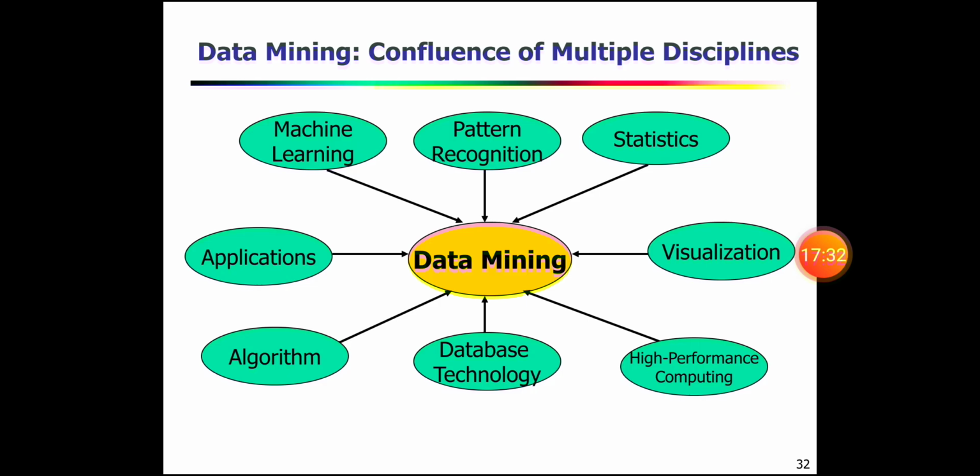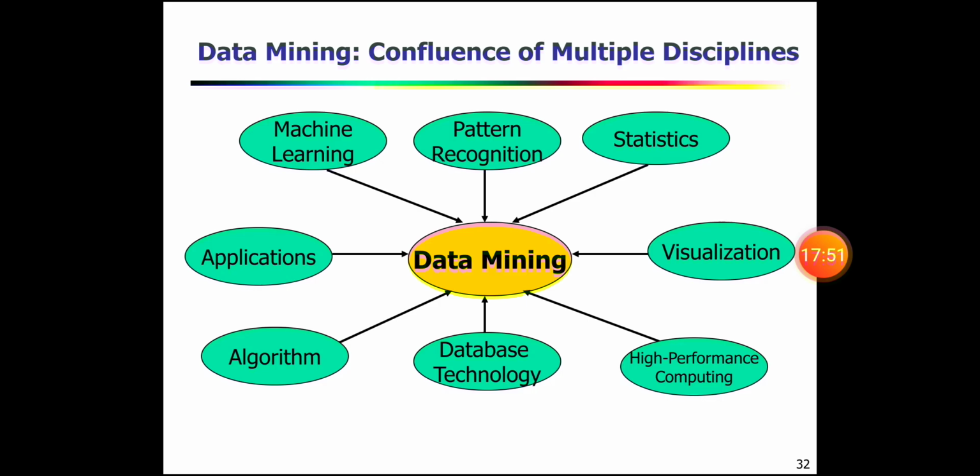How the patterns can be recognized. So after recognizing the pattern only, you can conclude some things. And then machine learning. Okay, so machine learning you know very well. So how this machine can understand the system, and they can give the output.